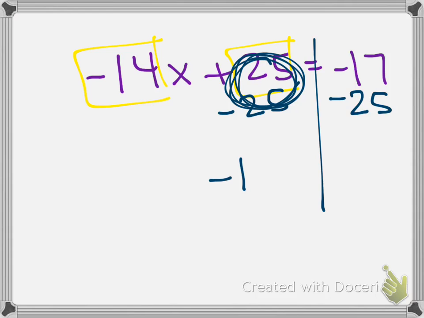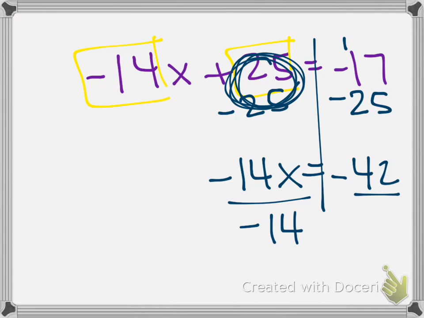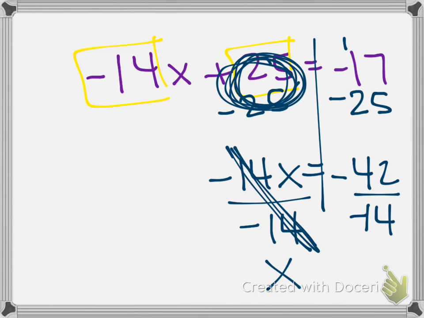Bring down negative 14x equals 12, carry the 1, 42 negative. And then divide out negative 14, both sides. Here's our 1. Again, we've got our 0, then we've got our 1. And x is 3.